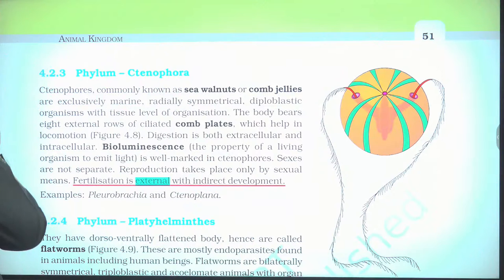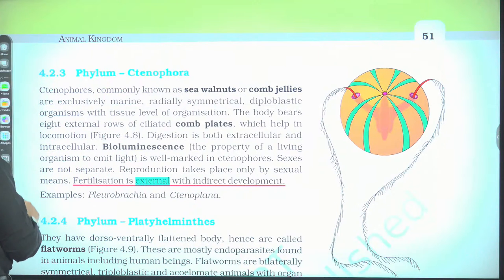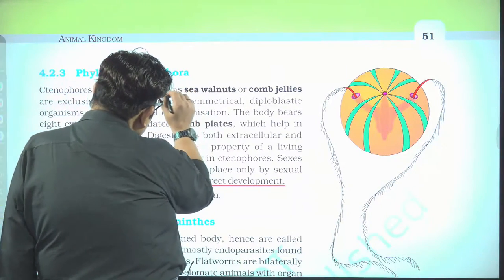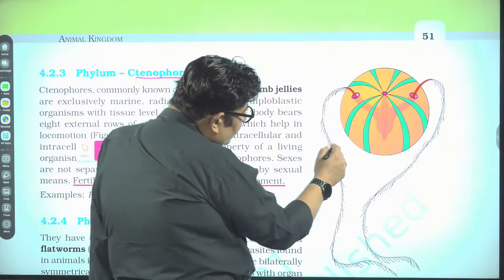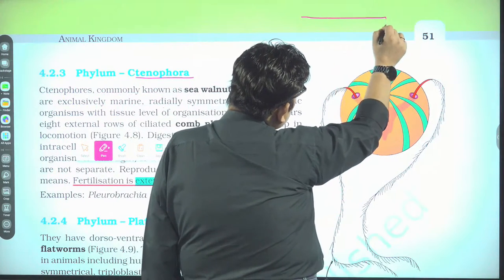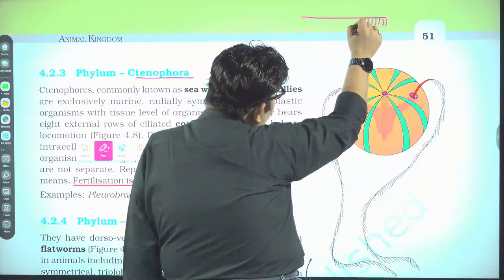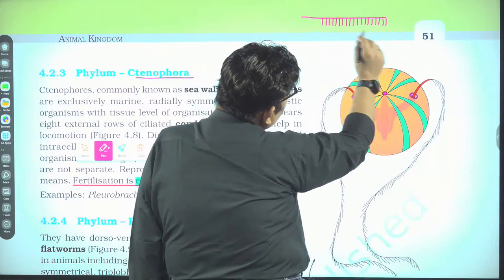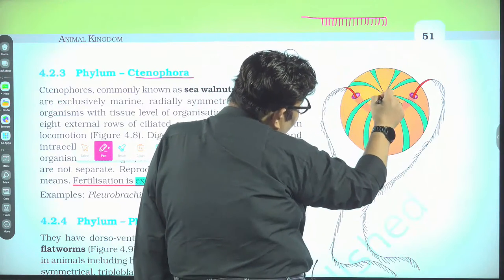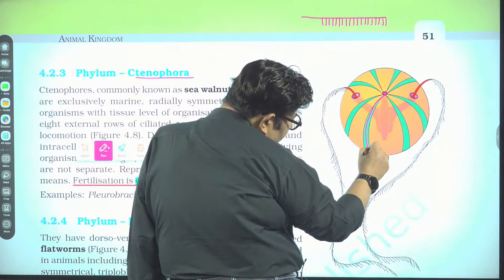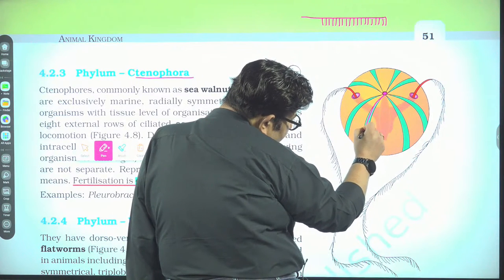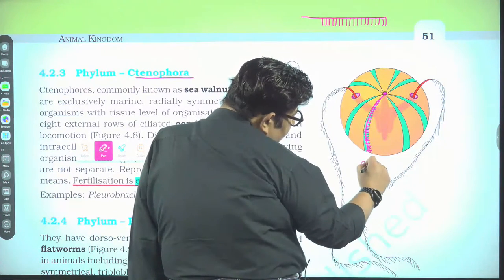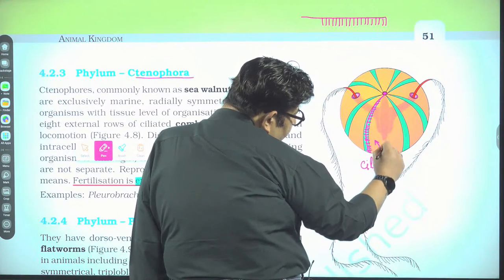Now, dear children, these are commonly known as sea walnuts or comb jellies. So they are jelly-like and they have got a comb. A comb, you understand, is what we use to dress our hair. They have this type of comb, and these bristles are nothing but cilia.